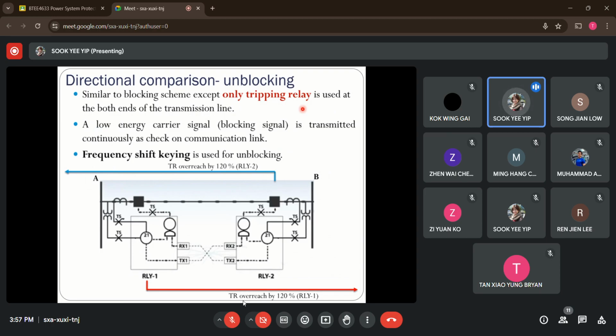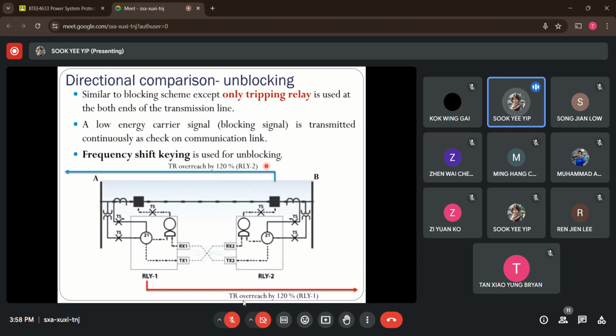Okay, so now we will have a low energy carrier signal, which is actually the blocking signal, always being sent as a check by using the communication channel. That's why we don't need to use the blocking relays right now. And then let's say we have an internal fault occur. Frequency shift keying will be used to rewrite this blocking signal from blocking to unblocking. Okay, so now let's see how actually it works.